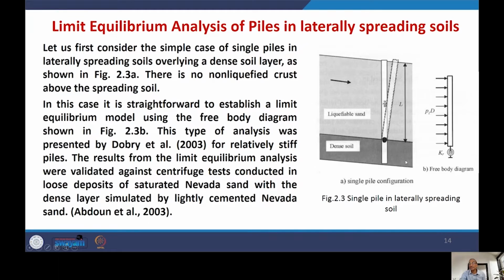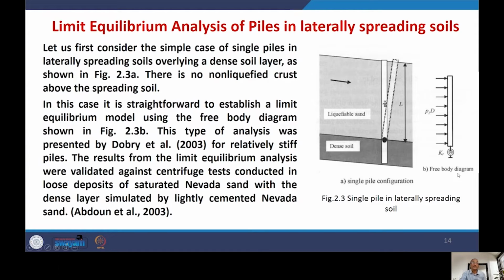So how is this modeled in figure 2.3? You could see that the modeling is done with this as the length of the liquefiable sand, and on the pile the pressure is applied, which is equal to PL times D, where D is the diameter of the pile and PL is the pressure in the liquefiable layer. And because a hinge is formed in the dense sand, the dense sand is replaced by a rotational spring, as shown in this case. So the free body diagram of figure 2.3 is shown here.